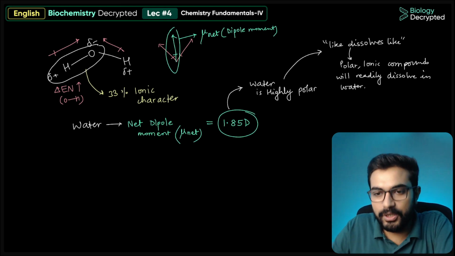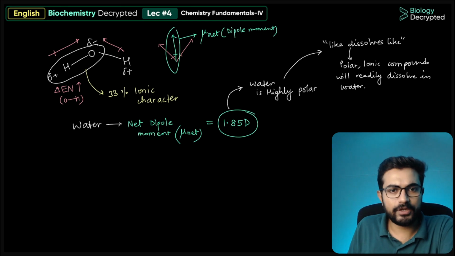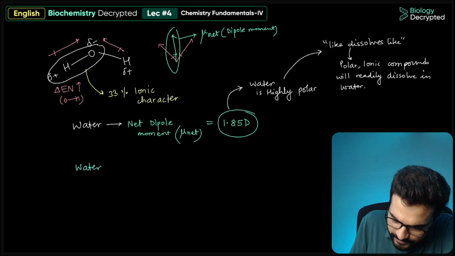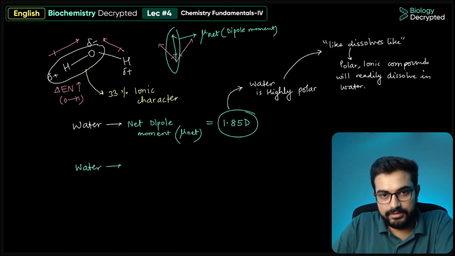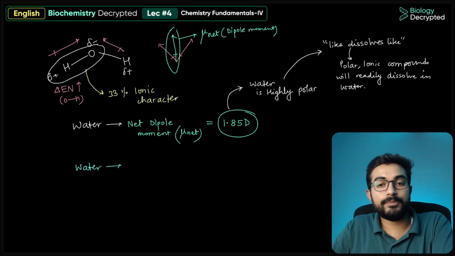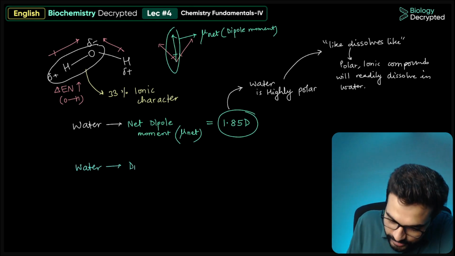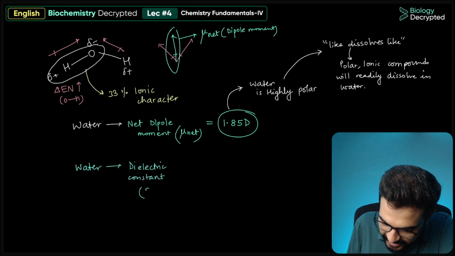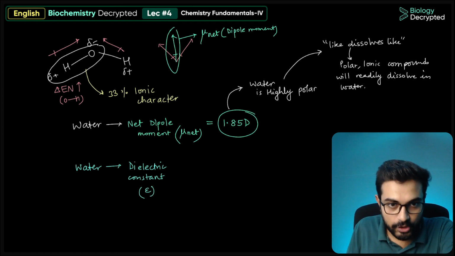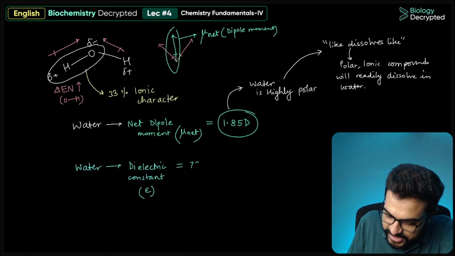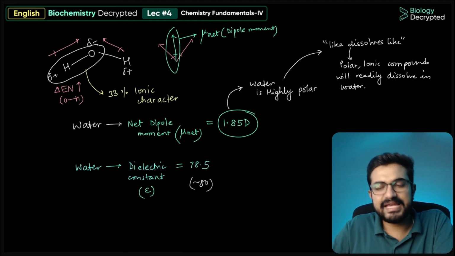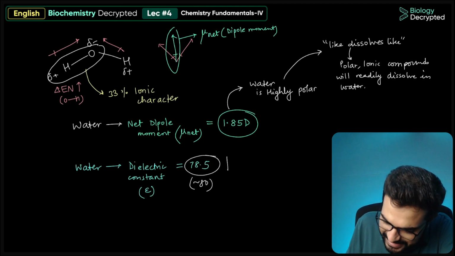Now let's talk about the dielectric constant of water. We had already discussed this, but I will be repeating it again. Water, apart from having a high net dipole moment, also has a high dielectric constant. So the value of dielectric constant, or epsilon, for water is equal to 78.5. Some books also refer to this as 80, but yes, the actual value is 78.5, but this is very high.